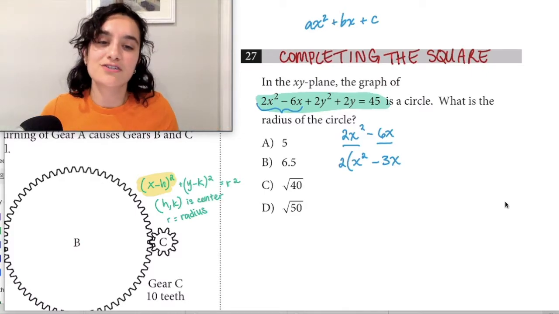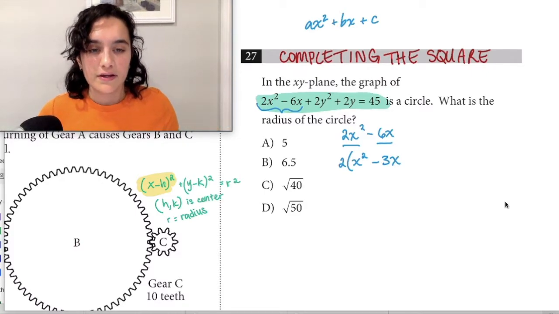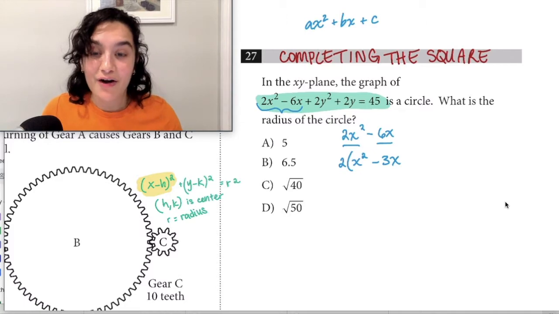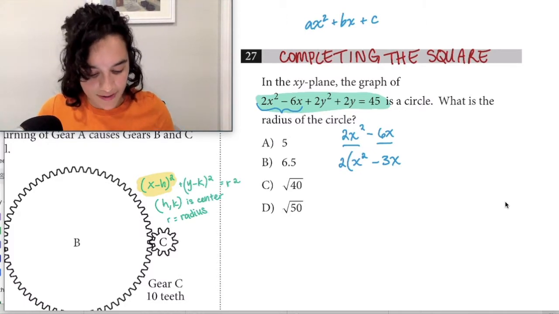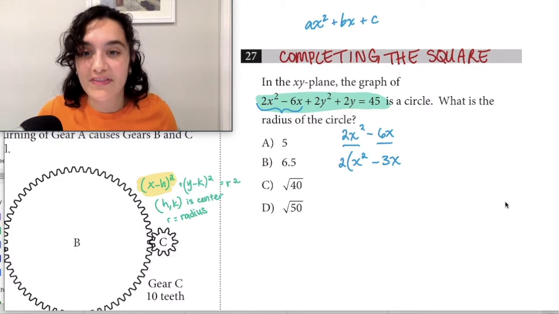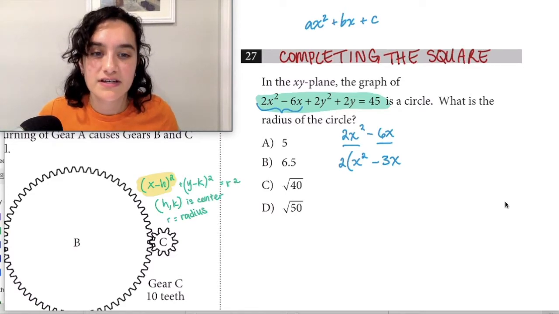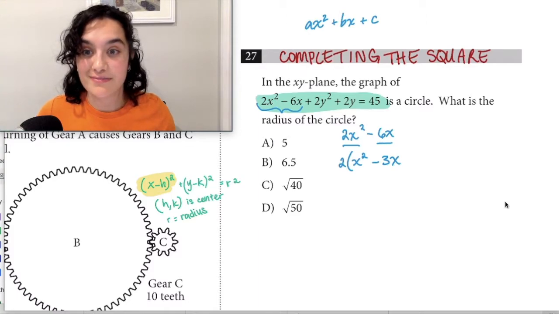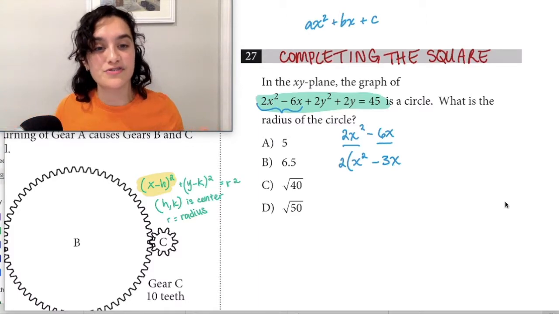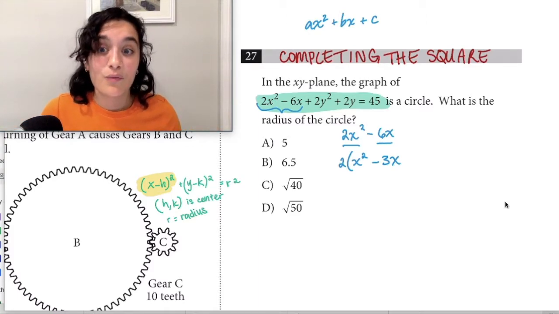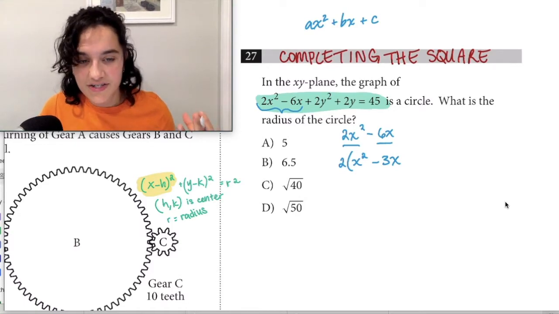And again, we're still just dealing with the x terms. All right, so we factored out a 2, so our a term is 1. But we're not quite there yet. We're not ready for this quadratic expression to be able to collapse down into just one binomial squared. We need to add something. We need to add a constant. But what constant do we add?